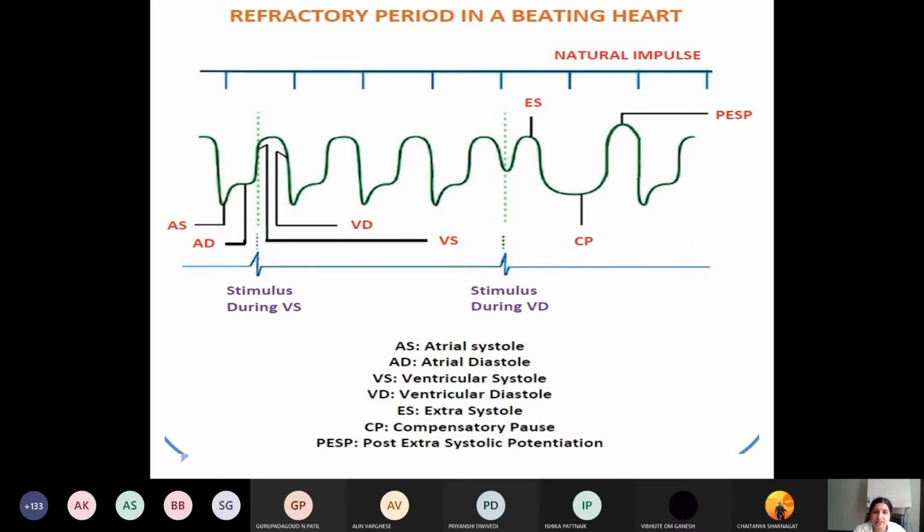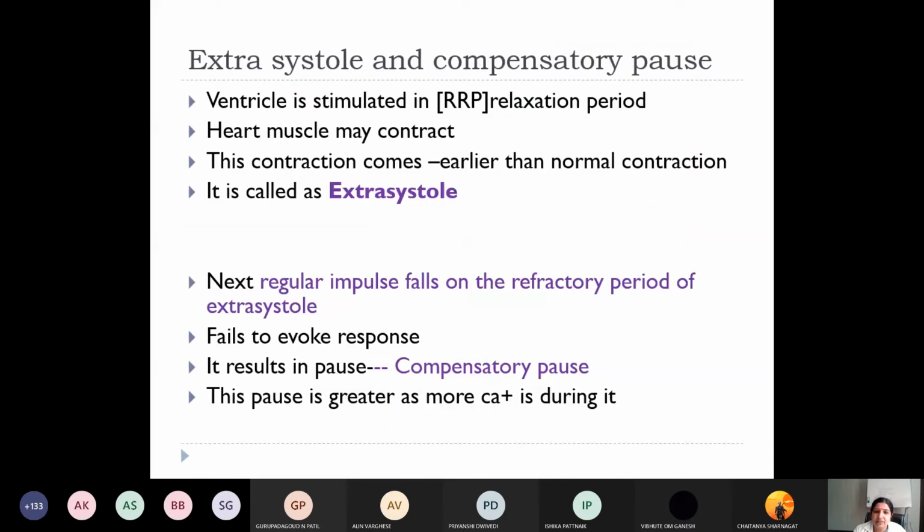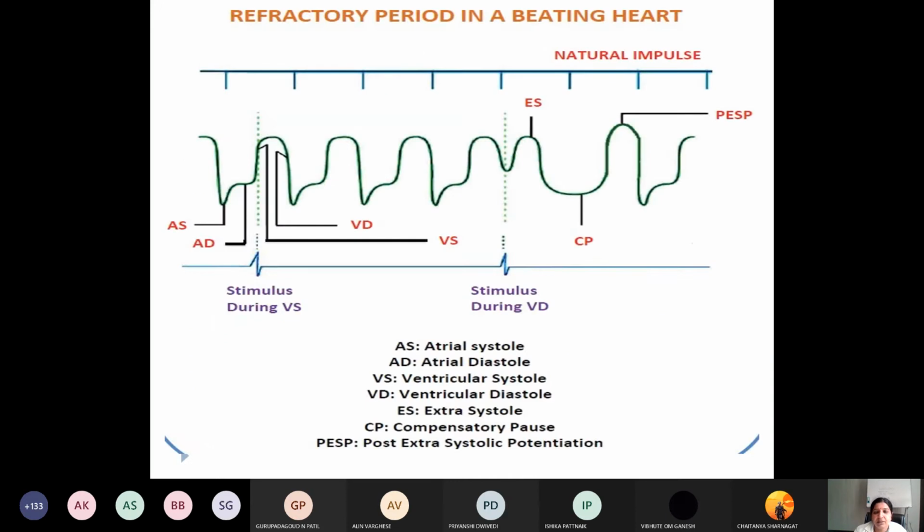compensatory pause. Pause means the normal regular sinus stimulus from the SA node will come and fall in the absolute refractory period of the extrasystole. That's why there is no response given by the heart here. It takes a pause. Here the normal cardiac systole is not occurring because the normal impulse is falling in the refractory period of the extrasystole. Clear? So it takes a pause.